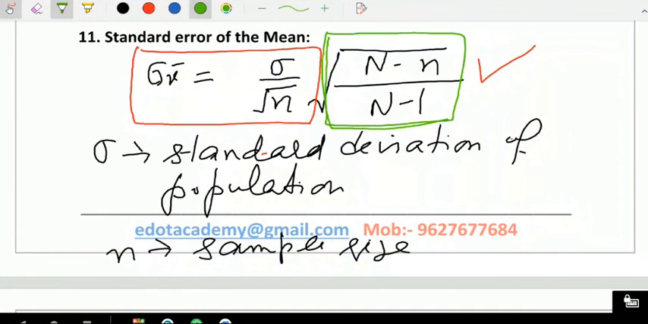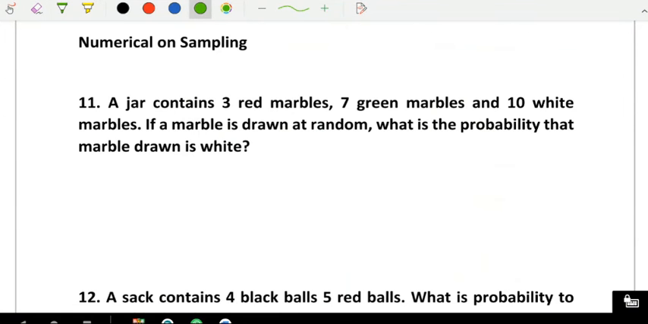Okay. Now we'll have a quick glance at questions of probability. These questions are very easy. You must have solved them in class 10th and class 11. So just have a glance, so that you can brush up your knowledge.